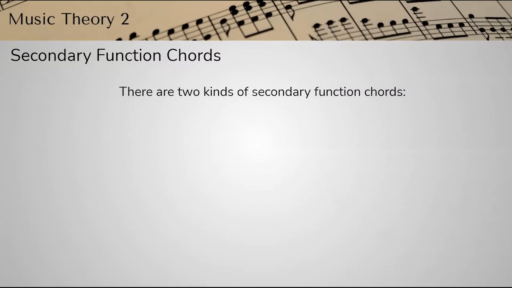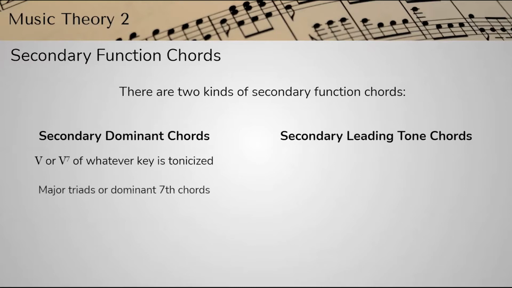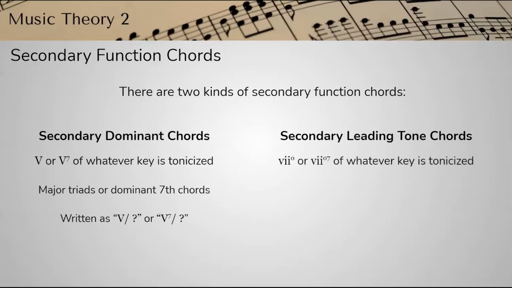So, as you remember, we're talking about secondary function chords, and these are chords that tonicize a particular note or tonicize a particular chord. They treat a note or a chord that is not the tonic chord or tonic note as a temporary tonic. Okay, so the ones we looked at before were the secondary dominant chords, which were the 5 chords of whatever key was being tonicized, or 5/7 of that key being tonicized. They were either major triads or dominant 7th chords, and we wrote them with Roman numerals as 5 of something or 5/7 of something. There's another type of secondary function chords, which are the secondary leading tone chords.